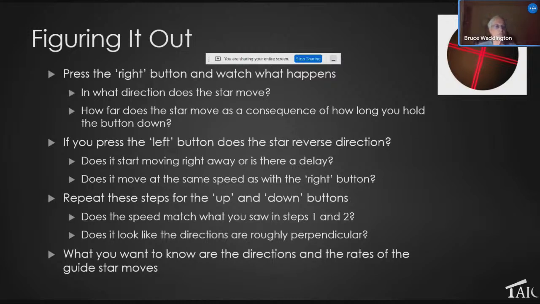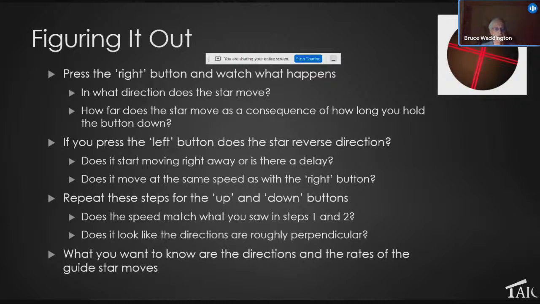So you're just going to push a button, let's say it's the right one, and you're not going to push it and hold it down very long, because you're afraid that if you do that, you might just cause the star to move clear out of the field of view, because you don't have any sense of how quickly it's going to move when you push the button.